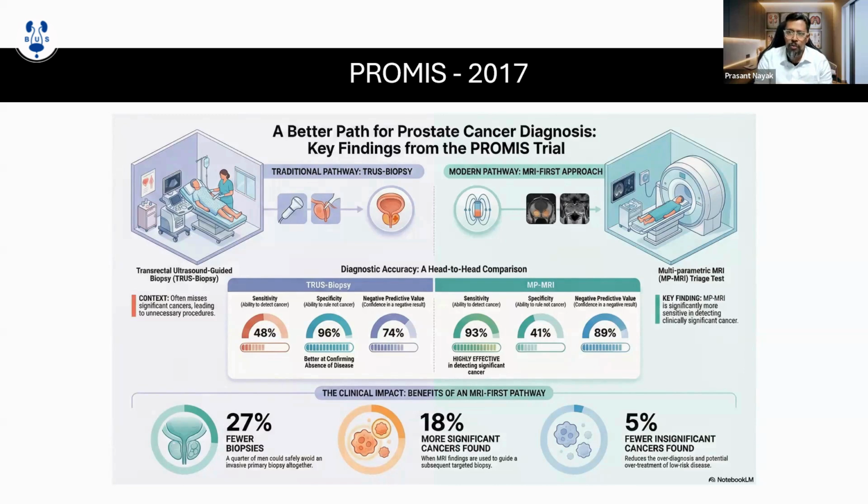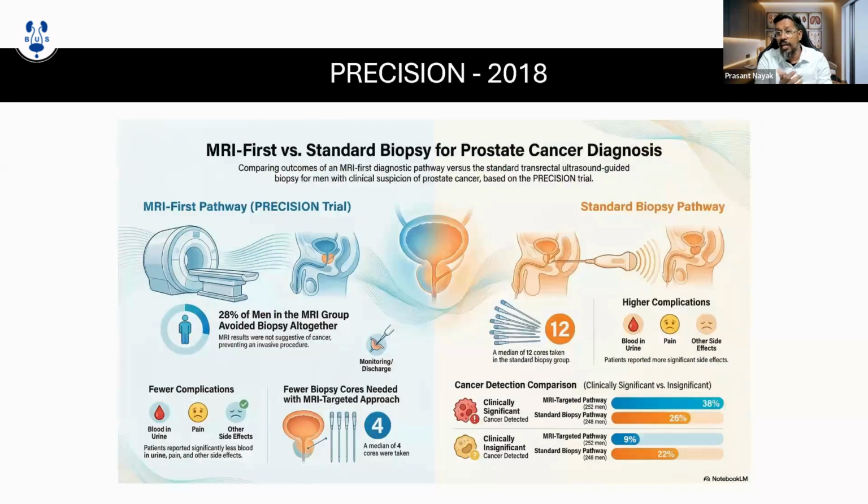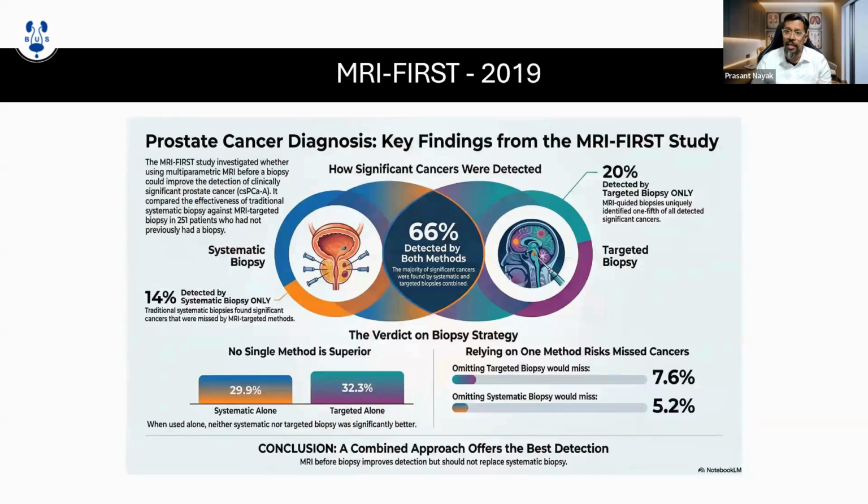There are two, three more advantages of using an MRI. I think all the residents must know these trials. One was the PROMISE trial that came initially in Lancet in 2017. Then the PRECISION trial that came in 2018, probably in NEJM, and the other important trial was in 2019, the MRI-FIRST trial. These three trials basically solidified the role of a multiparametric MRI of prostate in the diagnostic pathway.